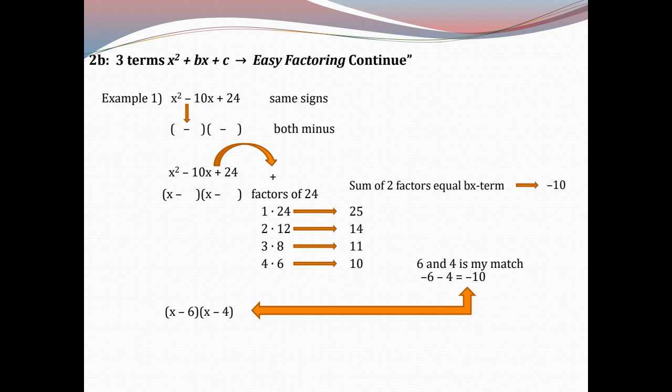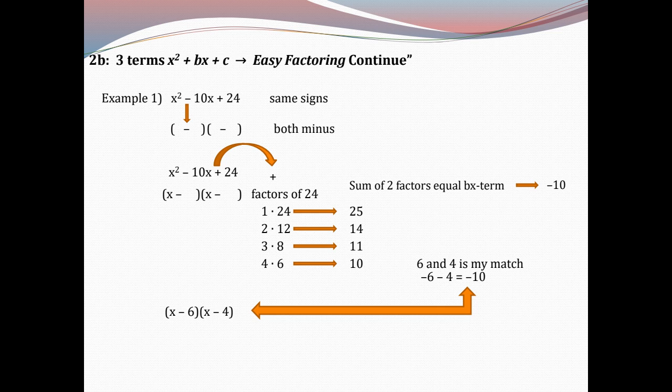Okay, I want to get a product of 24, and products of 24 are 1 and 24, 2 and 12, 3 and 8, 4 and 6. But again, I want to find the sum of two factors that give me that bx term, and that bx term is negative 10. So which of these two numbers would give me just the value of 10? And if you see here, it's 4 and 6. If I add these two numbers together, they give me 10.